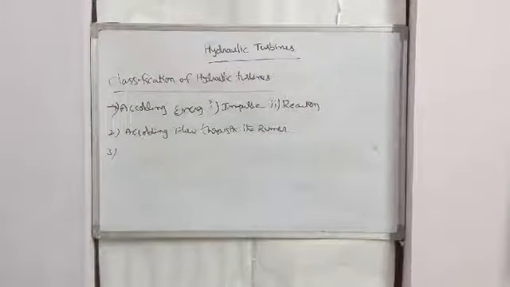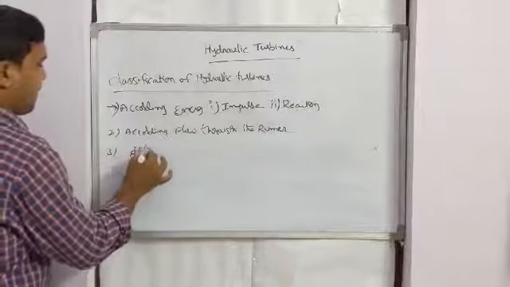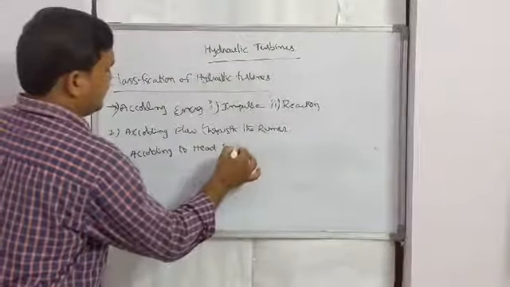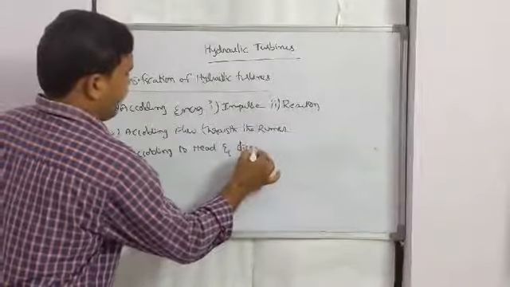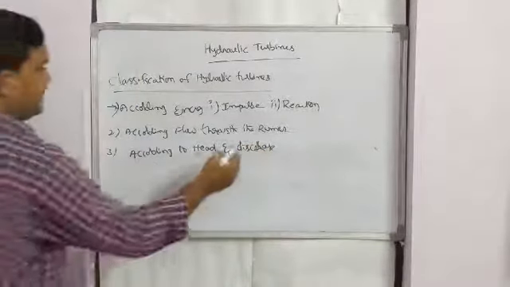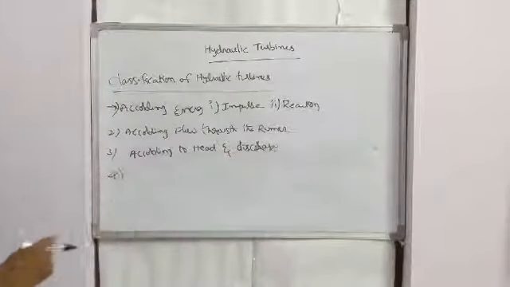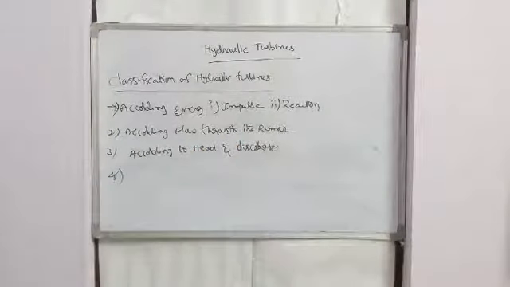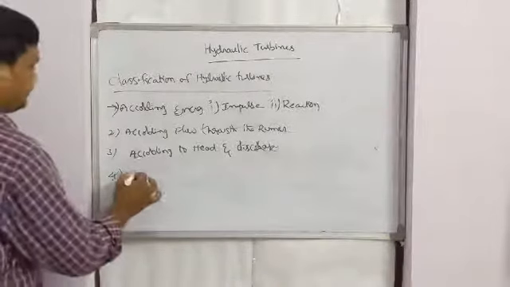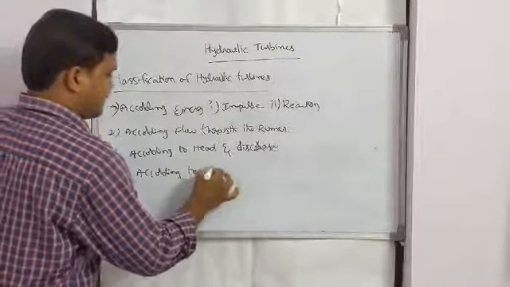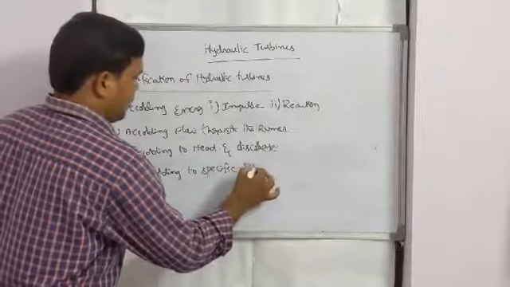And the next one, according to head and discharge. Discharge and head are vice versa. The higher the head, the lower the discharge required. The higher the discharge, the lower the head required. And the next classification, according to the specific speed of a turbine.